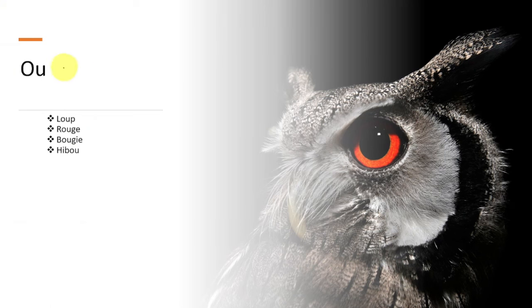We come here. Loop. So this one, that's what I'm saying. So loop, rouge, bougie, hibou, bou, bou, hibou. This is what we call hibou. Okay, so in French we say hibou, hibou. So loop, rouge, bougie, and hibou. Okay, one more time. Loop, rouge, bougie, hibou. This one is silent, I don't pronounce it. Okay, so I say hibou.